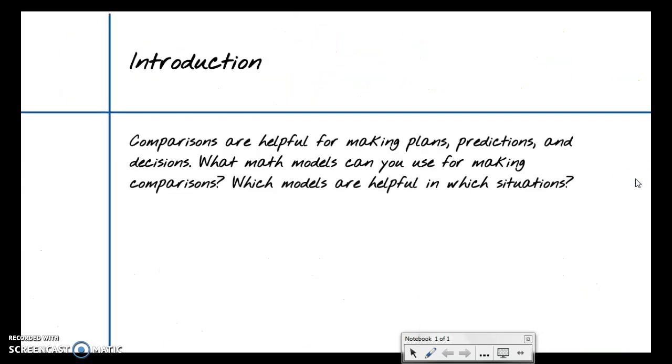Ratio is just a math way to say comparisons, okay? So comparisons are helpful for making plans, predictions, and decisions. We're going to be talking about what math models you can use for making comparisons and which models are helpful in which situations.